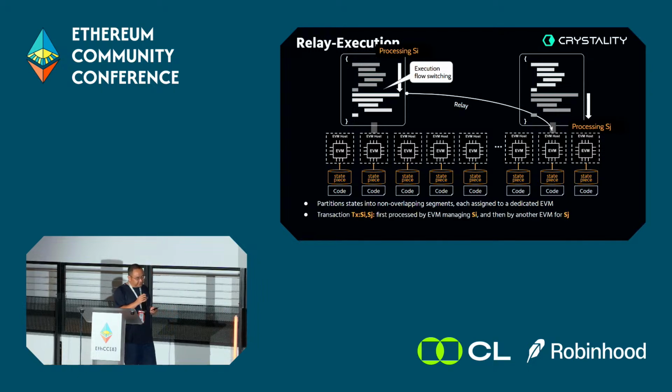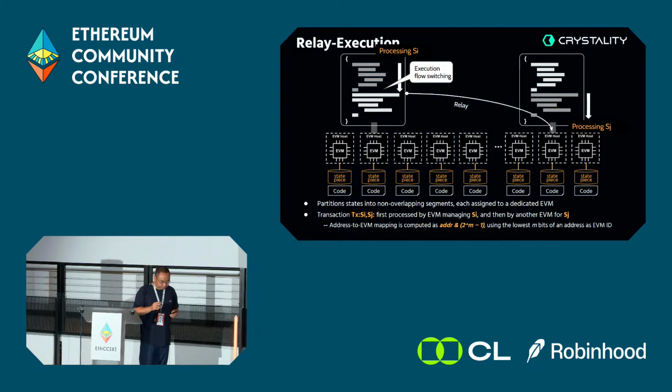For the second step, the transaction in this example includes two states, Si and Sj. This transaction is first processed by the EVM instance managing Si, and then processed by another EVM instance responsible for Sj. The address to EVM mapping is computed using this formula. We use the lowest n bits of an address as the EVM ID.